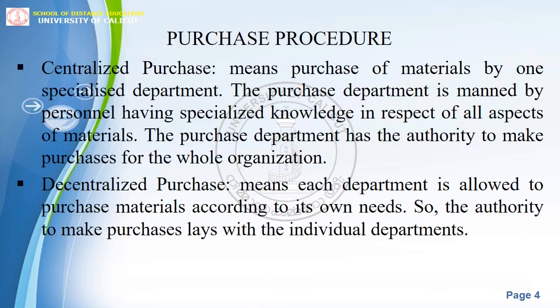Purchase procedure. There are two modes of purchase procedure: centralized purchase and decentralized purchase. Centralized purchase means purchase of materials by one specialized department, whereas decentralized purchase means purchasing is allowed according to the needs. The authority to make purchases lies with different individuals in different departments.